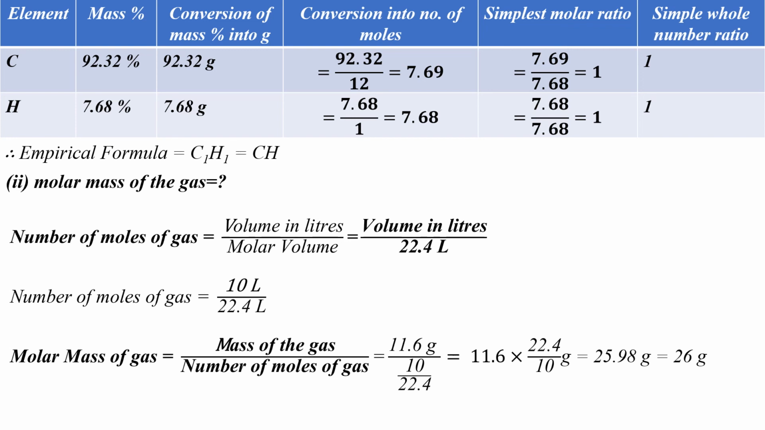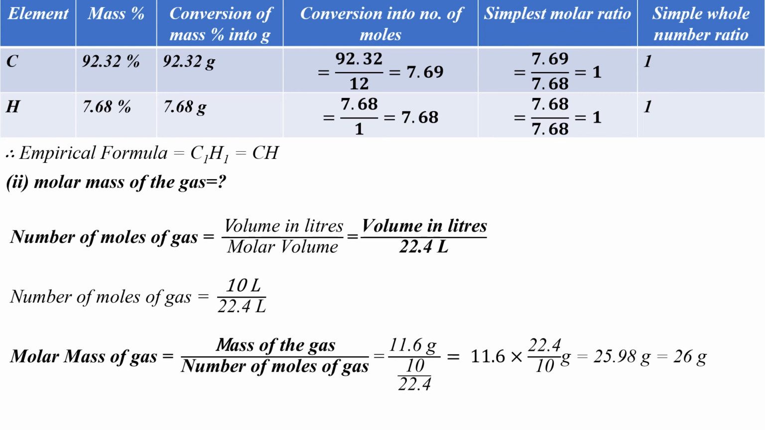In the same way, gram atomic mass of hydrogen is 1 gram. The mass of hydrogen is 7.68 grams here, isn't it? So dividing it by gram atomic mass, that is 1 gram, we get 7.68. In the next column, we divide each value of mole by the smallest number among them. That's how we find out the simplest ratio in which carbon and hydrogen are present in the gas. In the last column, we write this simple whole number ratio. That is, for carbon it is 1 and for hydrogen also it is 1.